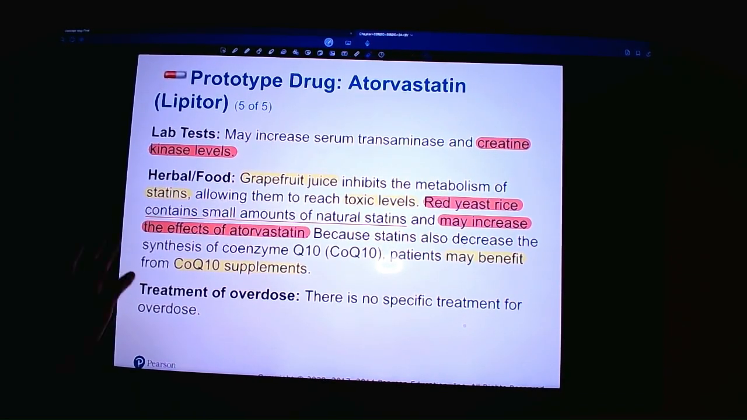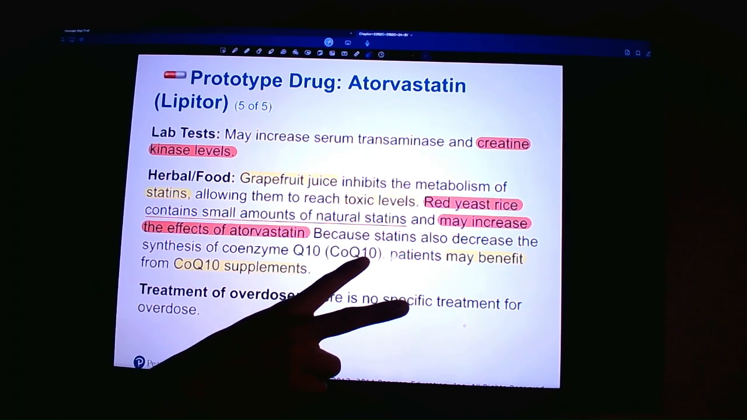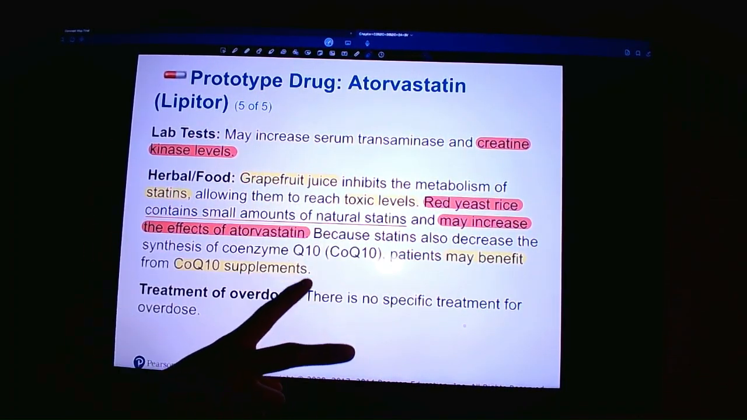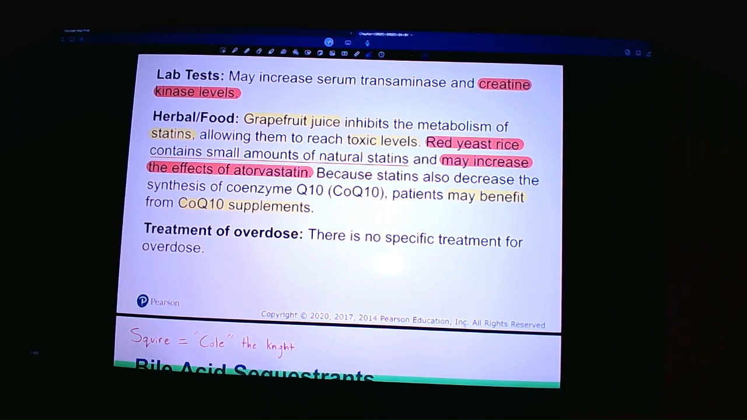But at least with herbal and food, we're going to finish off with three things, right? Avoid grapefruit juice. Red yeast rice can cause a more additive effect of lowering lipids. And then take CoQ10 supplements because those will help prevent any myopathy or rhabdo.